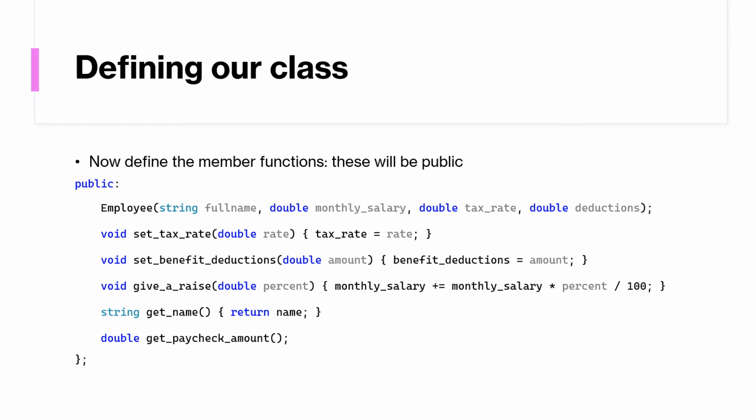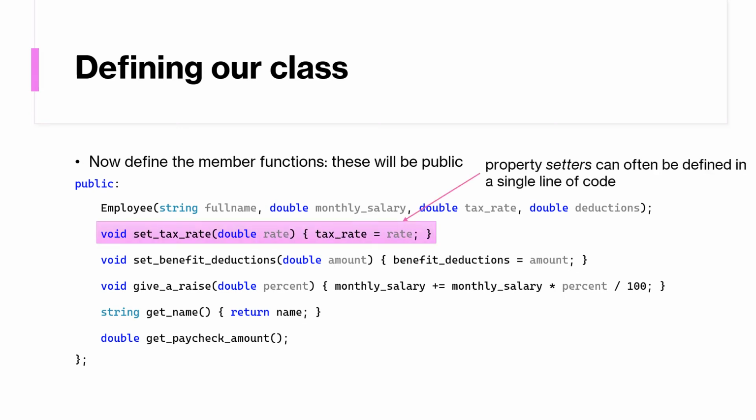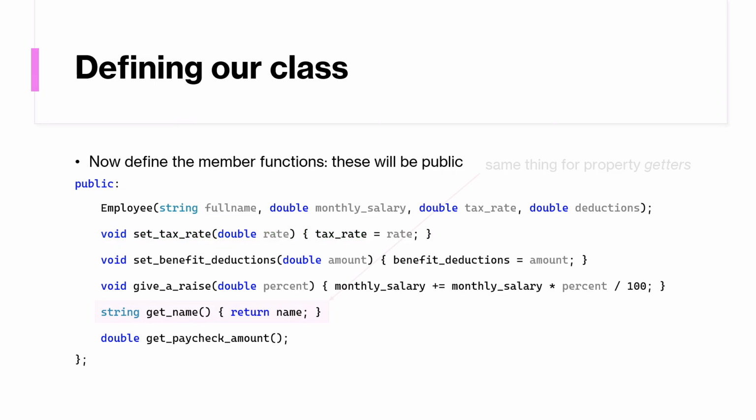Then we have a couple of setter functions, and you'll notice that property setters can often be defined in a single line of code. So you don't have to prototype these and then define them later on in your program. You can just write this off as a one-liner. The same is true for property getters. Oftentimes it's not even just one line of code, it's 2 words of code, return name, and that's the whole function.